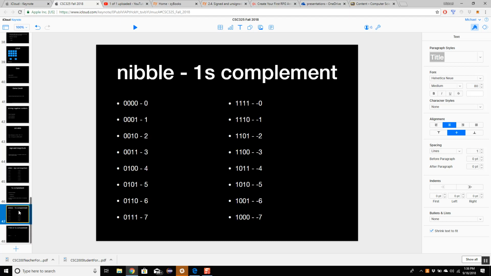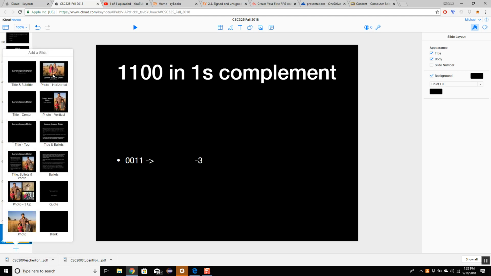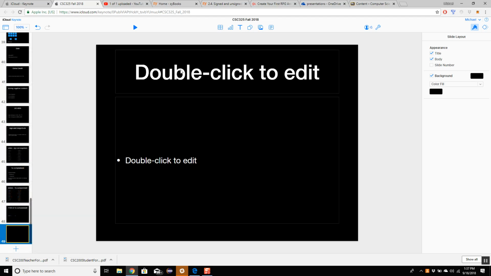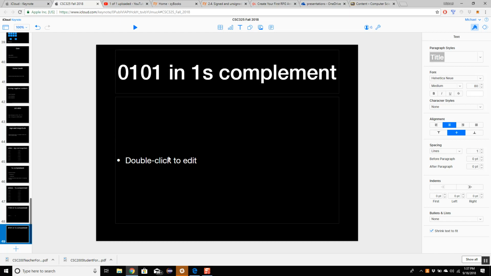Similarly, if I take this number here, 0, 1, 0, 1, in ones complement, and I ask you what is the decimal equivalent of that guy, but I've given you the information that this guy is encoded using ones complement. Right off the bat, you look at it, is this a positive number or a negative number?